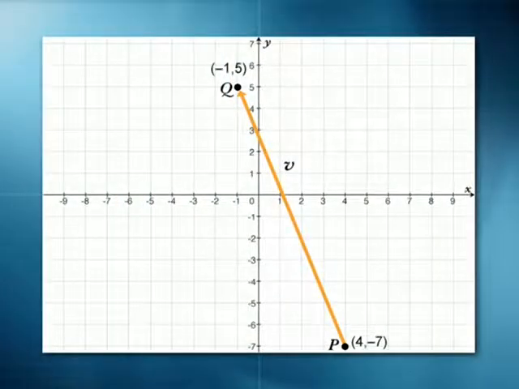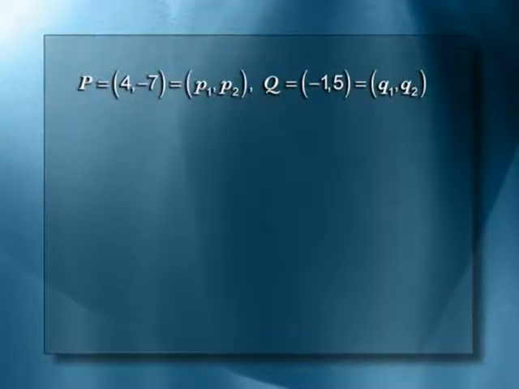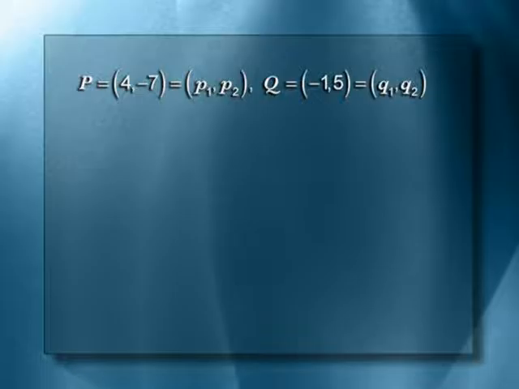Let's illustrate some of these ideas with a quick example. Let's find the component form and the magnitude of the vector that has initial point (4, -7) and terminal point (-1, 5). Okay. Here I've drawn the situation. There's (4, -7) where the vector starts, and it finishes up at (-1, 5). Well, here's how we go. P is (4, -7), and that's P1, P2. Q is (-1, 5). That's Q1, Q2. So we subtract.